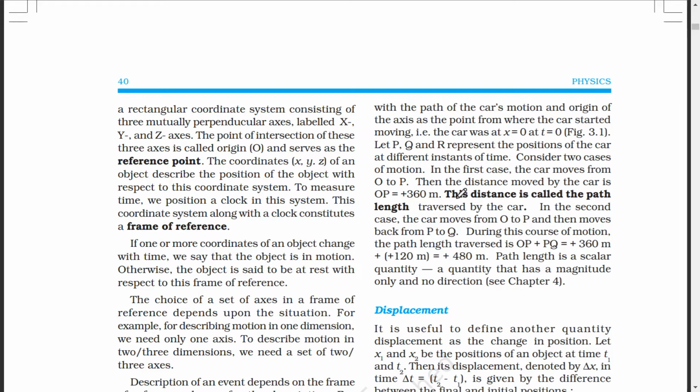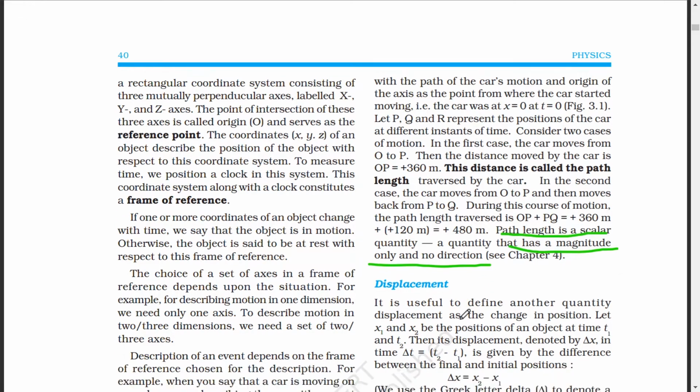In the second case, the car moves from O to P and then moves back from P to Q. During this course of motion, the path length traversed is OP plus PQ equal to 360 meter plus 120 meter equal to 480 meter. Path length is a scalar quantity, a quantity that has magnitude and no direction. So what this means is that path length is scalar. What is the opposite of scalar? Scalar's opposite is vector. Vector has both magnitude and direction, right?